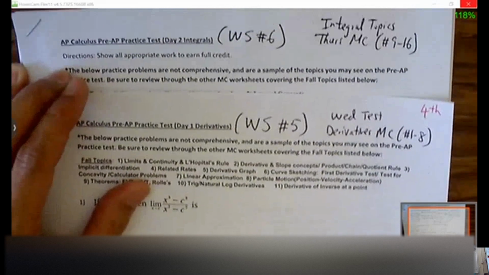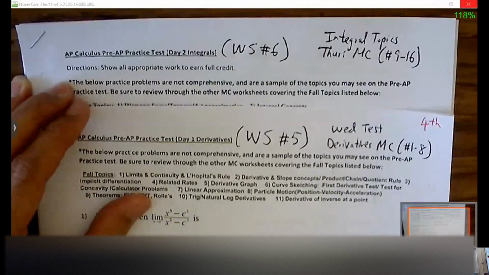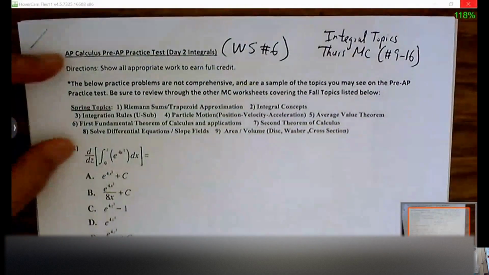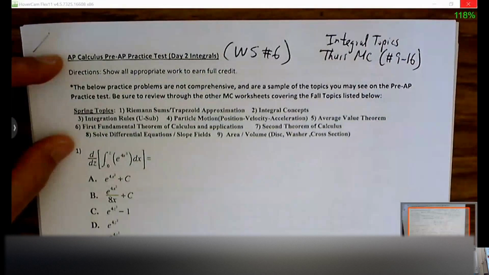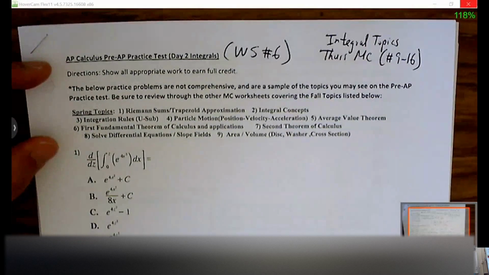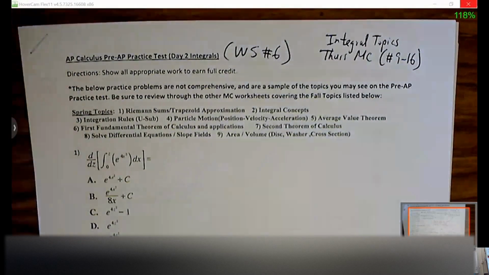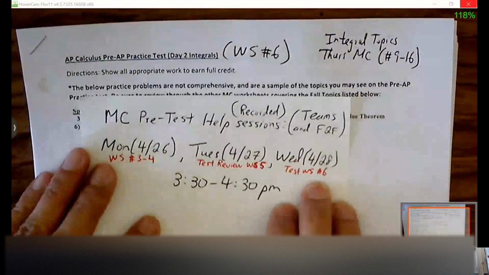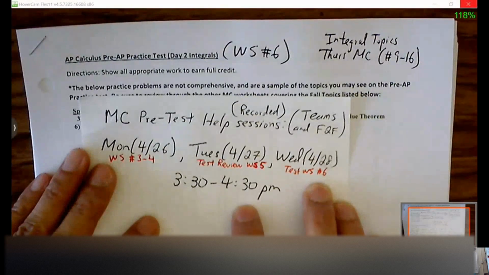For those of you in the classroom, you guys also picked up worksheet number 6, and this is over integral topics. We're not going to be able to go through this at all tomorrow because tomorrow you guys will be taking your test. But I will have a help session over integral topics Wednesday afternoon from 3:30 to 4:30.